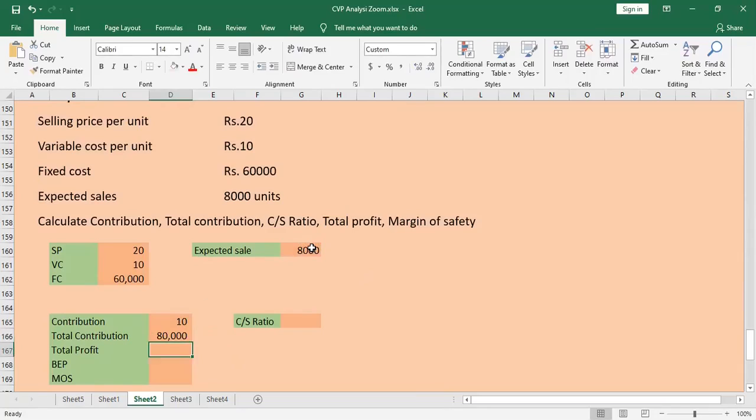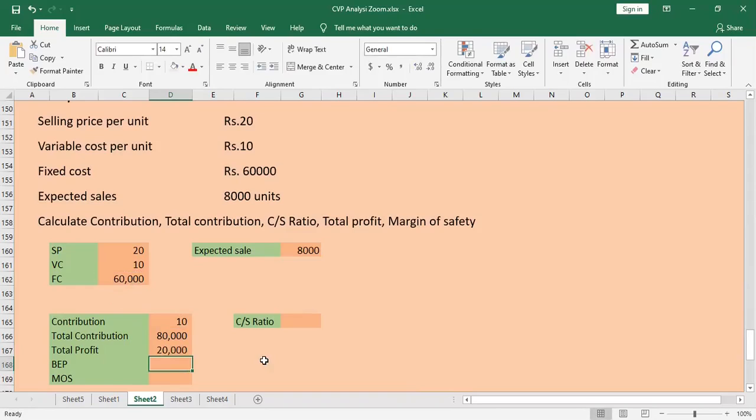80,000 rupees. Then how do you calculate the total profit? Easy. When you have the total contribution and the total fixed cost, it is total contribution minus total fixed cost. Then you are getting a 20,000 profit.